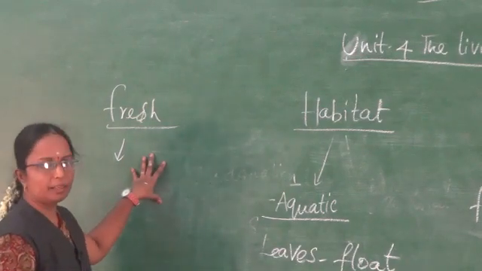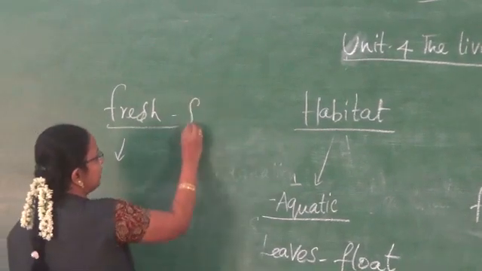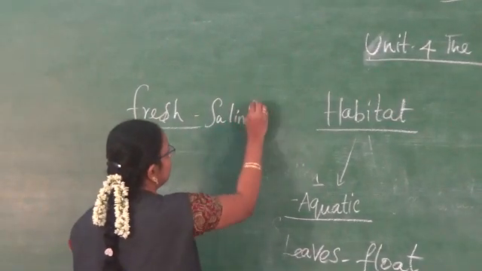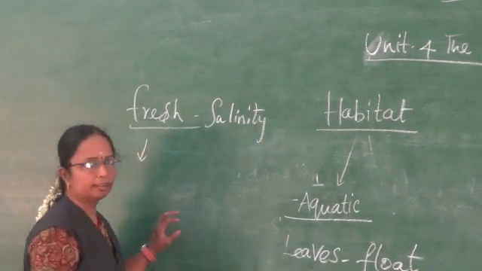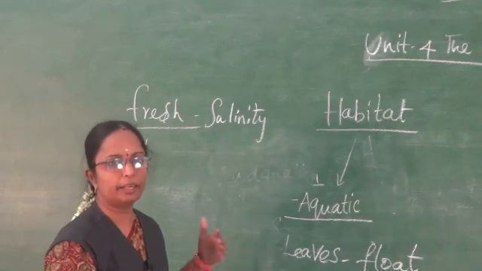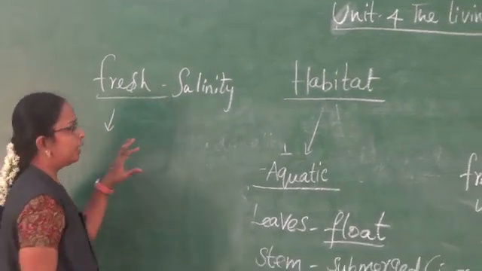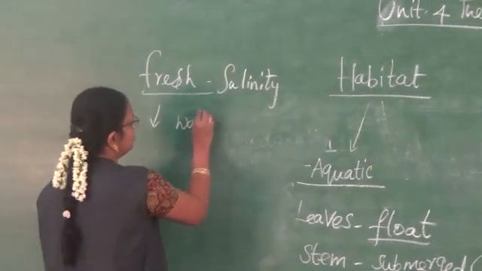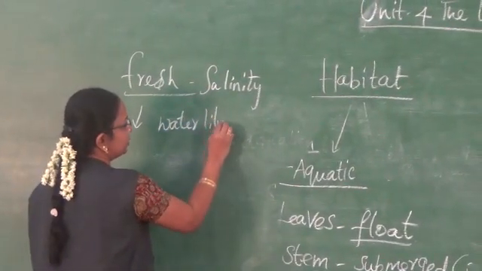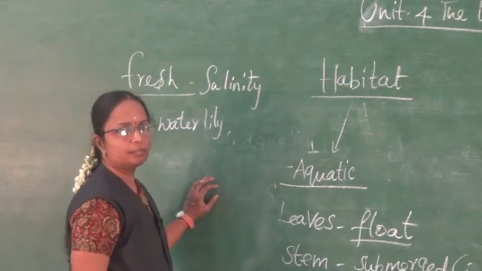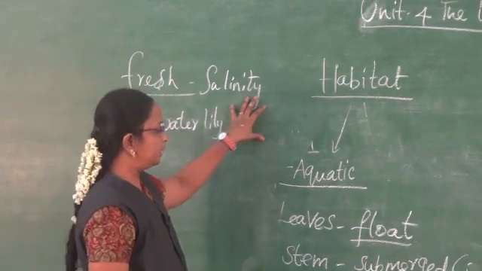Why are we calling them freshwater? Because the salinity of the water is very low. Salinity means salt. The salt content of the water is very low, so we call them freshwater habitat. Examples are water lily, water hyacinth and lotus. These form the freshwater habitat.